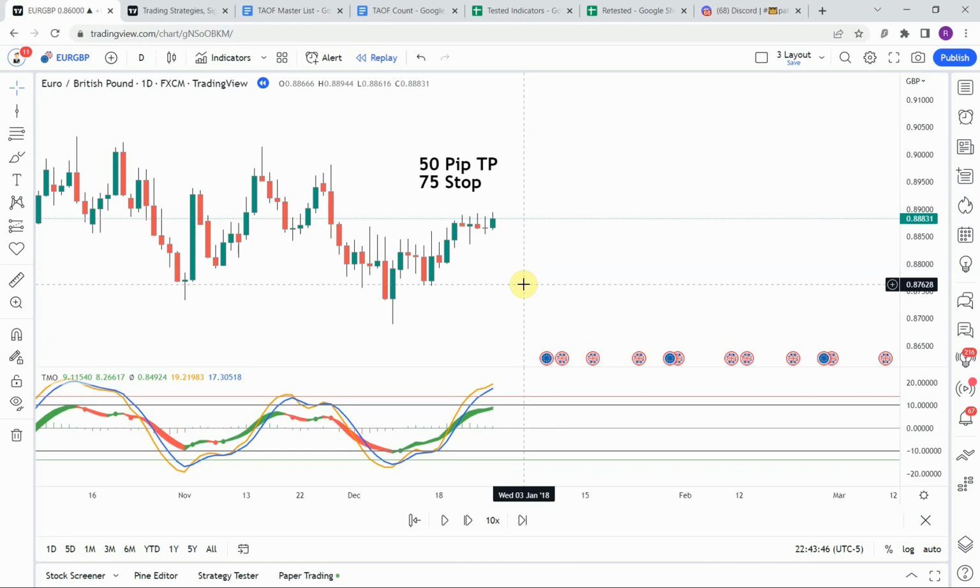Today we will be testing the true momentum oscillator.